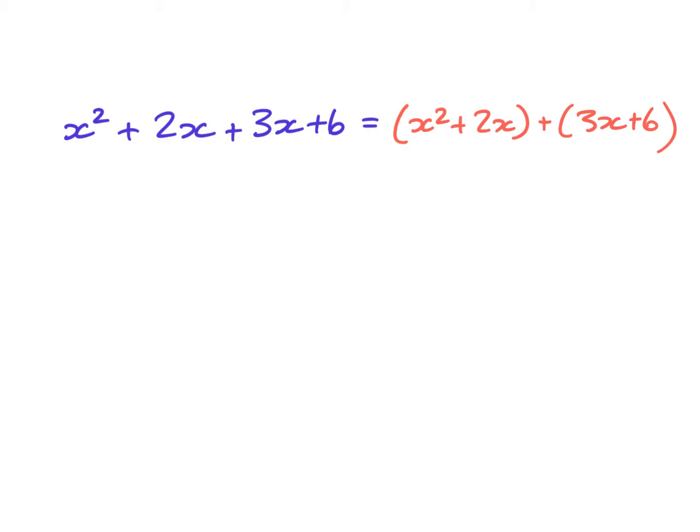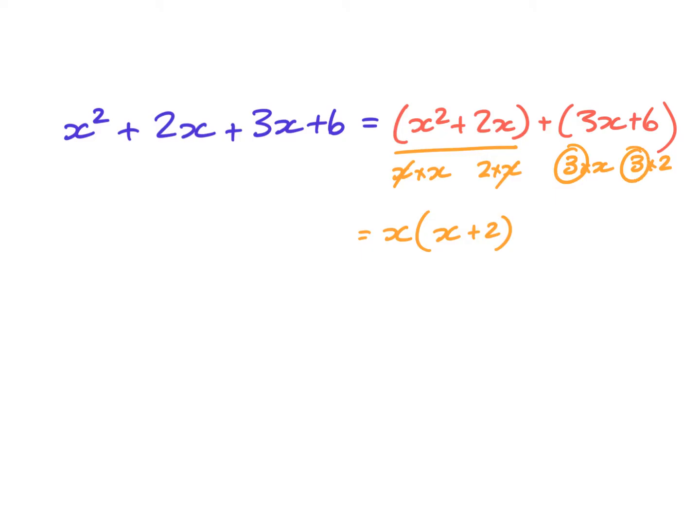Alrighty. Having a look at my first group of terms, I know x squared can be written as x multiplied by x, and 2x can be written as 2 multiplied by x. So therefore I know my common is going to be an x, and on the inside, which is those two over there, I'm going to have an x plus 2 inside the bracket. Likewise, 3x can be written as 3 multiplied by x, and 6 can be written as 3 multiplied by 2. So I know that the 3 is going to be on the outside of my bracket because that's my common factor, and I've got an x plus 2 in the inside of my bracket. So it looks something like that.